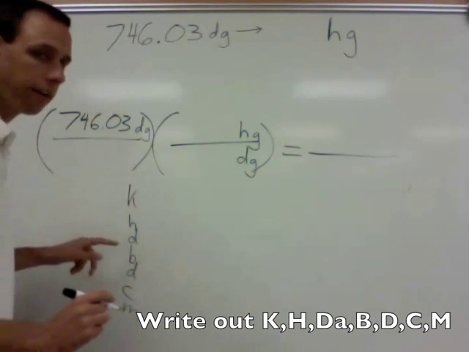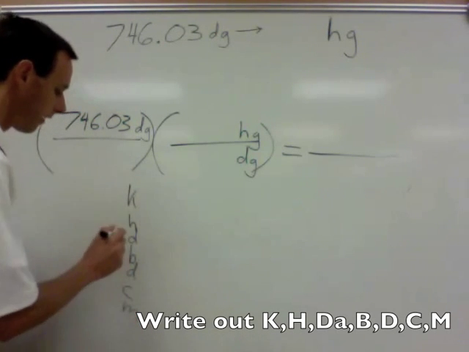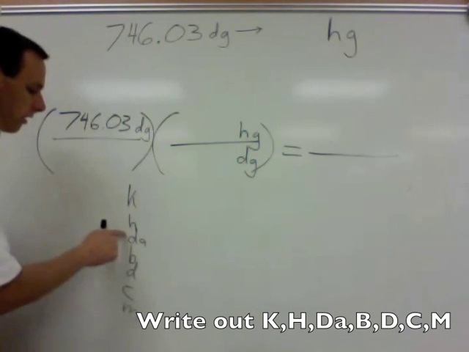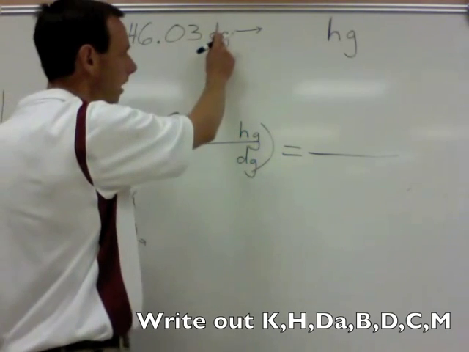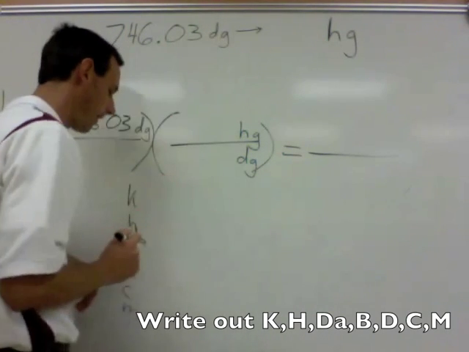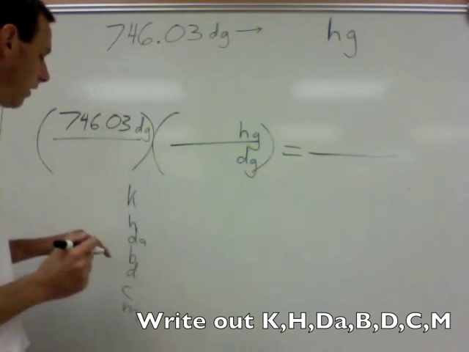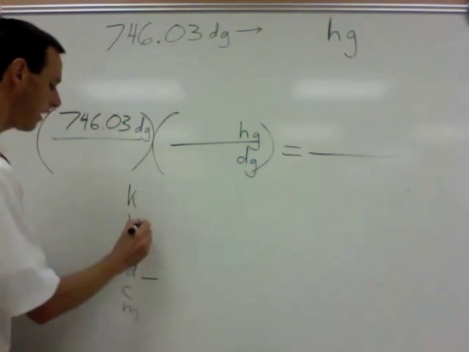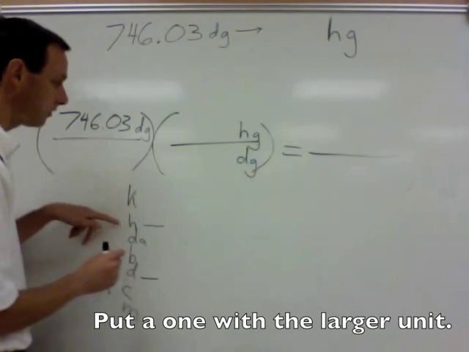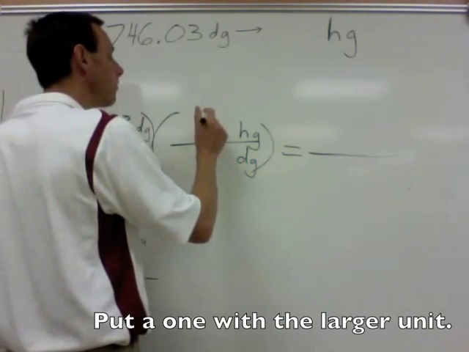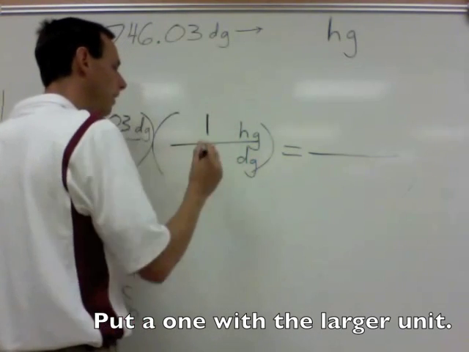There's two D's here, deca and deci. You put an A with the top D because that's the deca. This doesn't have an A, so that means this is not decagrams, this is decigrams. So we've got deci and hecto in play. Deci and hecto, which one is bigger? H is higher up. Whichever one is the bigger unit, higher up, gets the 1.